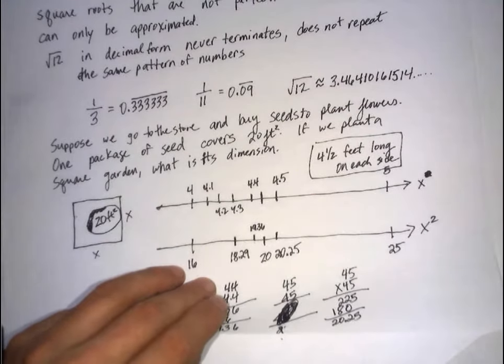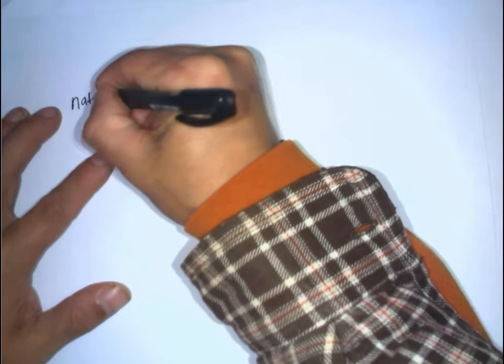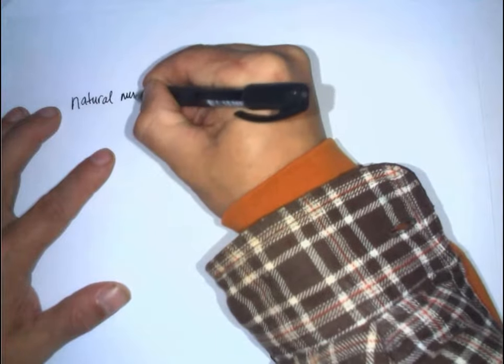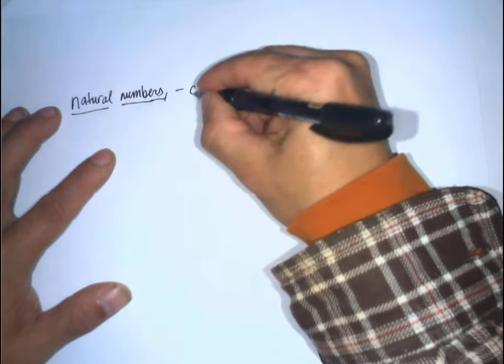Okay, so now we have a new kind of number that is real. It's still a real number, because we talked about rational numbers and whole numbers. Let's look and see all the different kinds of numbers we have. We start with the natural numbers. These are the numbers we use to count with. They come natural.